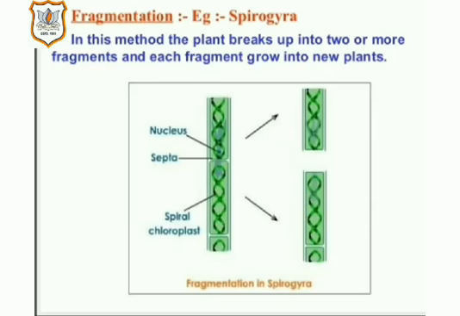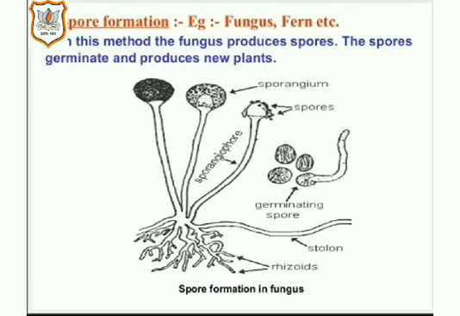So students, in this method, the plant breaks up into two or more fragments and each fragment grows into a new plant. Next, spore formation. In chapter 1, you have learnt that the fungi on a bread piece grow from spores which are present in the air.